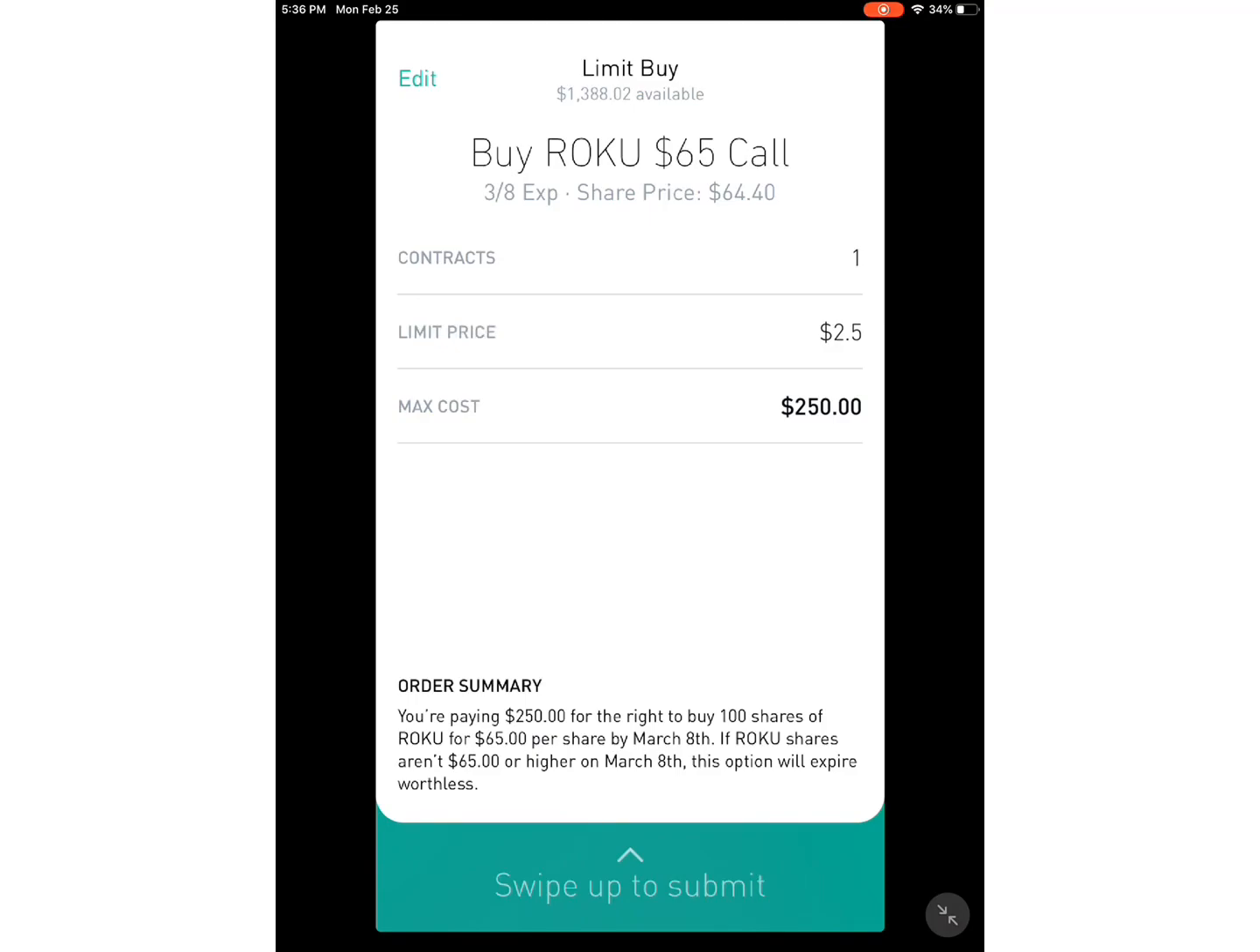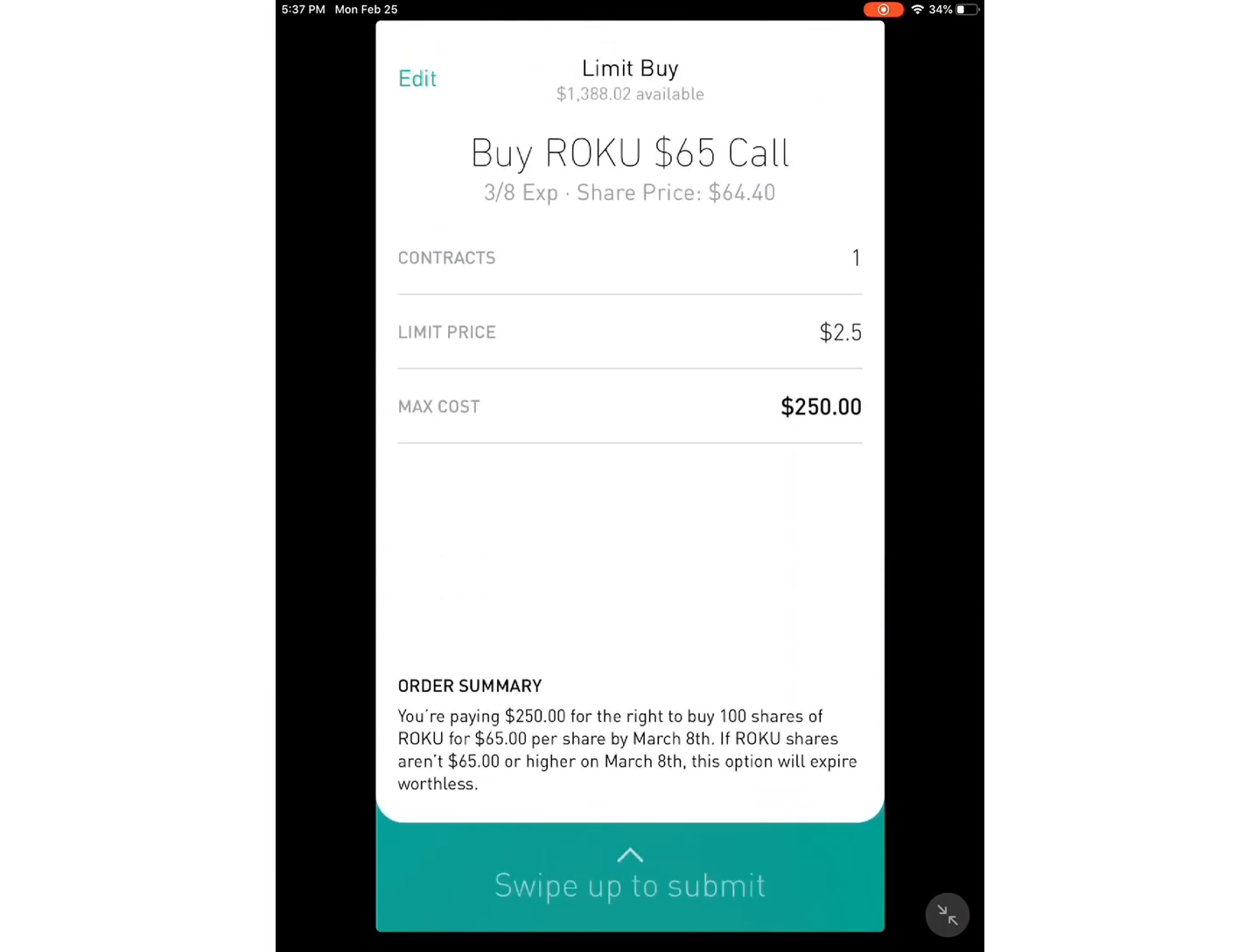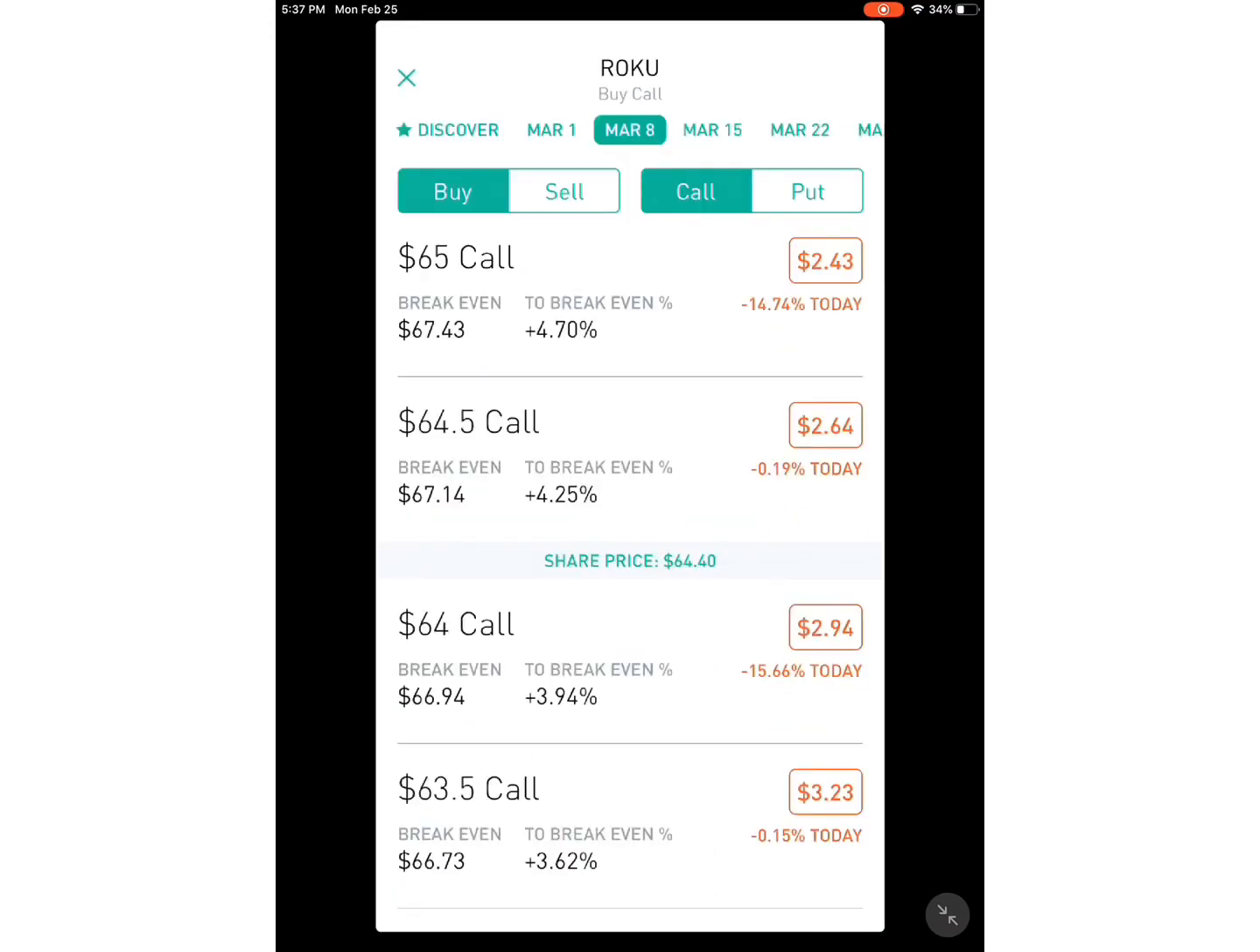And the reason I buy near the ask is because you want to get your contract executed quicker. So I'm essentially trying to convince someone, an unknown person across the market, to execute my contract by buying near the asking price. So bam, I would swipe up, but I'm not going to do that. That's how you finalize your option trade.